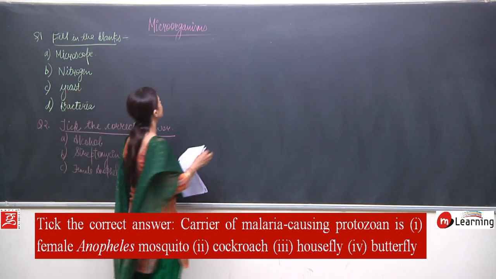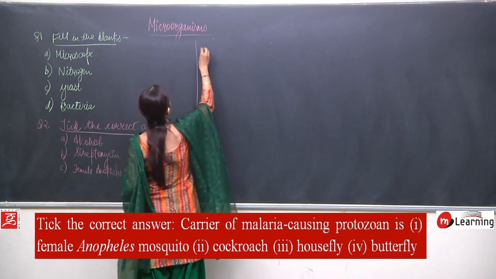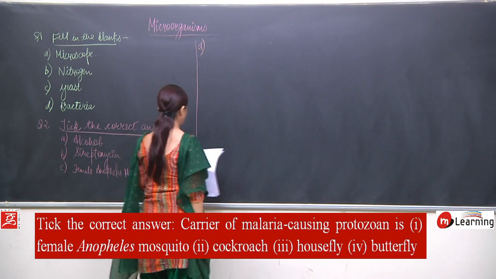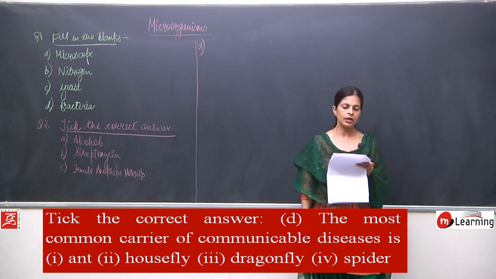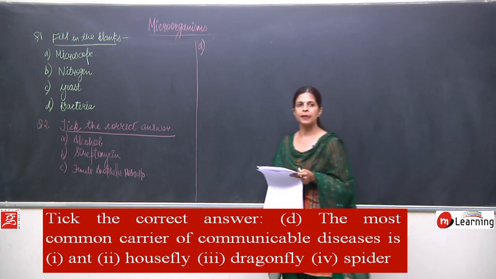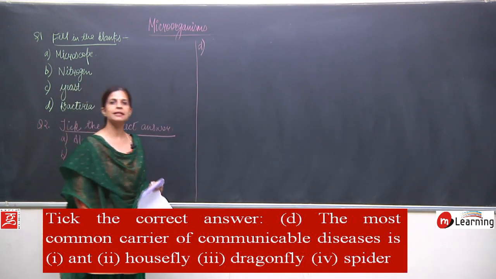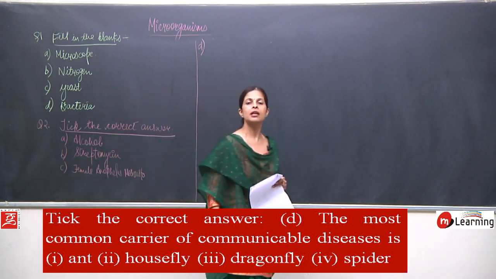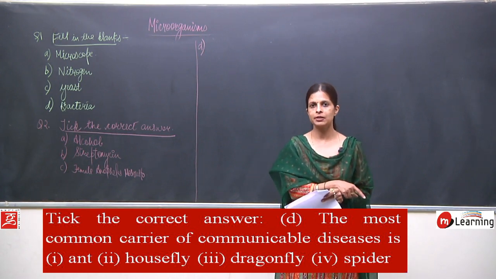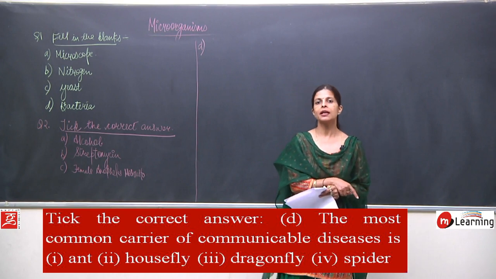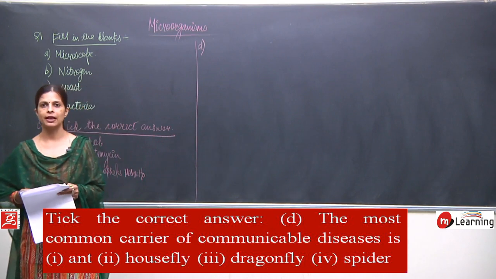Now, come to D. I'll just read question number D: the most common carrier of communicable disease is. Now, first of all, we need to talk about communicable disease. What is the meaning of communicable disease? A communicable disease is a disease which gets spread by microbes from the infected person to the healthy person. And how does it spread? It may spread through water, air, food, and even by contact.